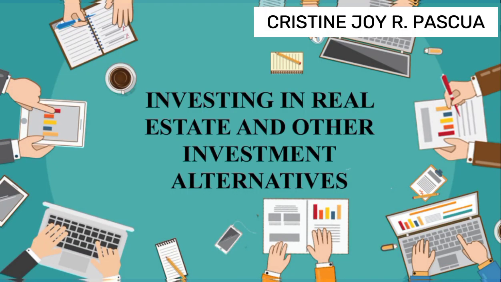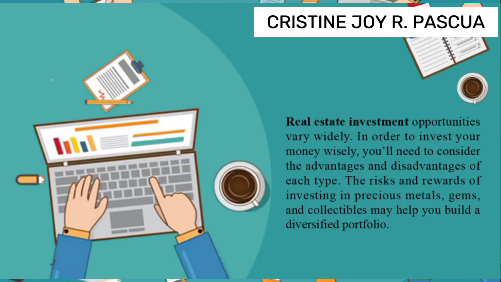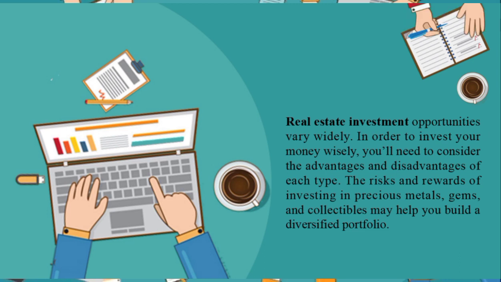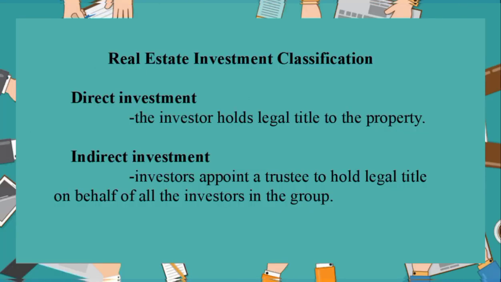Next is investing in real estate and other investment alternatives. Real estate investment involves purchasing, managing, renting, or selling for a profit. Examples of these are land, infrastructures, or any permanent structures. There are two classifications of real estate investment, direct investment and indirect investment. In direct investment, your name is on the investment contract. You have the right to control the investment or property as you wish. You can sell or buy it.